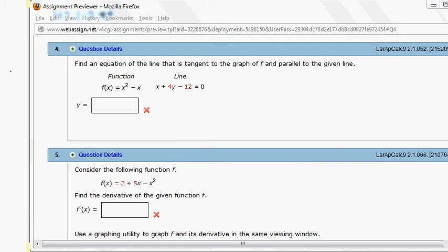Okay, let's look at homework 2.1, 2.2, problem number 4. So what we want to do is find the equation of a tangent line to the graph of f of x, but parallel to this given line. All right, so let's do that.